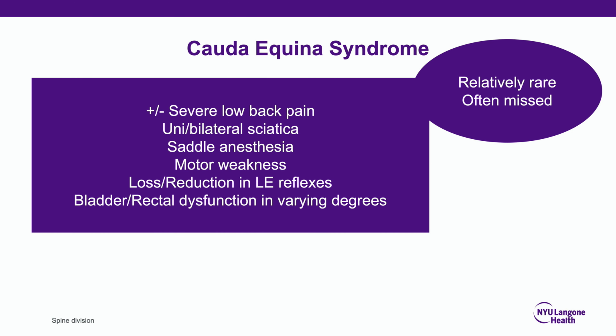When we talk about Cauda Equina syndrome and Conus Medullaris syndrome, we're talking about compression, usually central compression, that causes neurological symptoms. Cauda refers to below the conus in the lumbar region, and conus is at the L1, L2 level. Cauda Equina syndrome usually comes with severe low back pain, sciatica that is usually bilateral, saddle anesthesia, and usually motor weakness. We see loss or reduction of reflexes and varying degrees of bladder and rectal tone dysfunction.